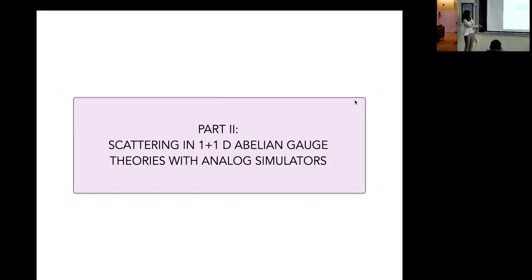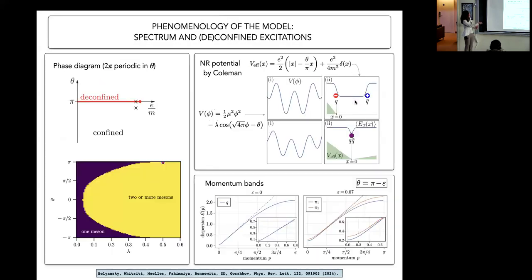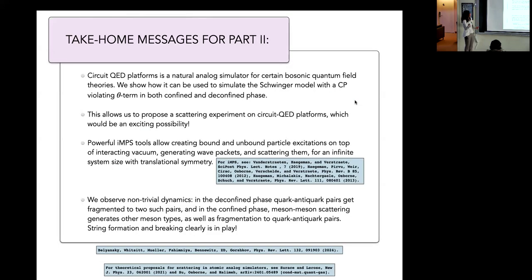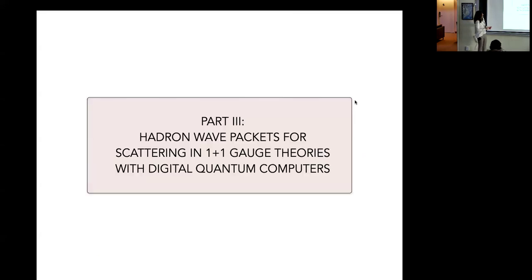All right, so I'll skip this part, which was an interesting model, the Schwinger model. Nathan has worked on the Schwinger model, but I'm going to skip that. Scattering in the Schwinger model.